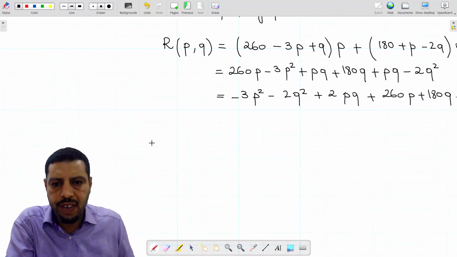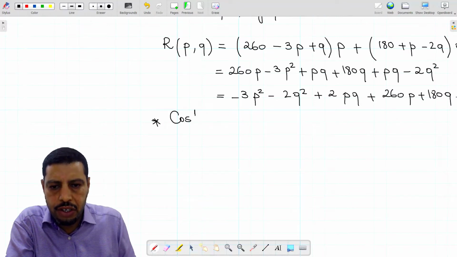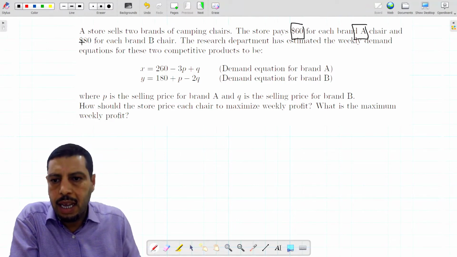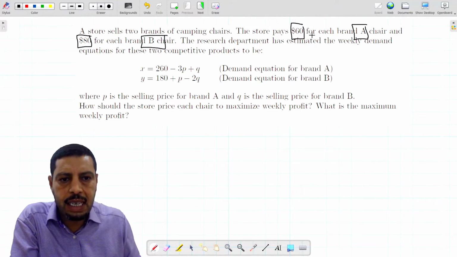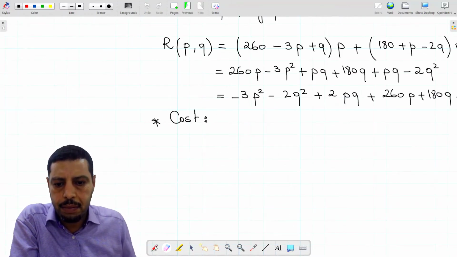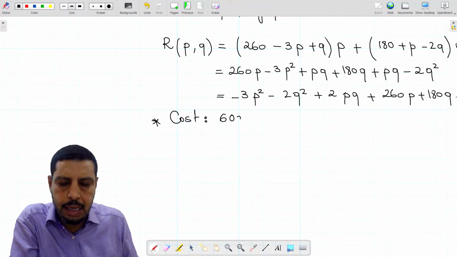Now, we'll also need to write the cost function. And to be able to write the cost function, we need to know the prices of each type of chair. So we go back to our problem, and we can see here that the store pays $60 for each brand A chair and $80 for each brand B chair. So the cost will be 60 times the quantity of chairs of brand A plus 80 times the quantity of brand B chairs. So the cost is equal to 60x plus 80y.